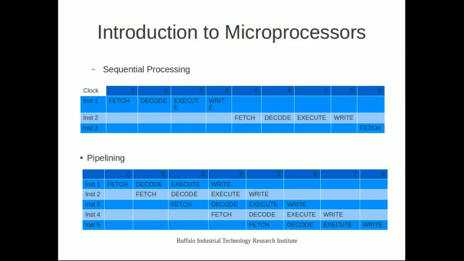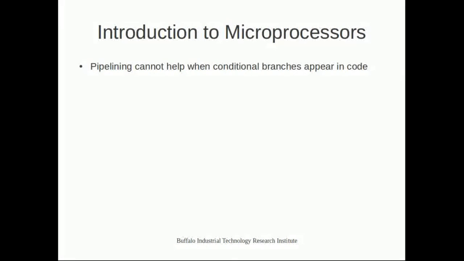This increased the throughput of a program even when an instruction took the same time to execute. You can see that an instruction still takes 4 clock cycles, but the whole throughput of the program is greatly improved.